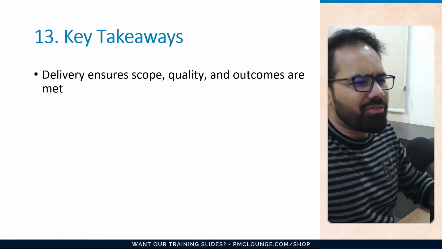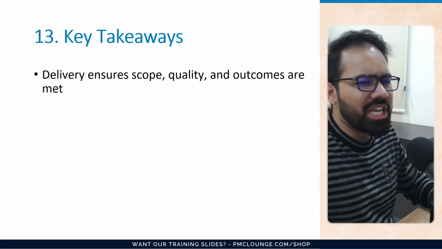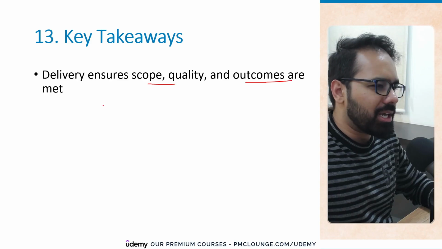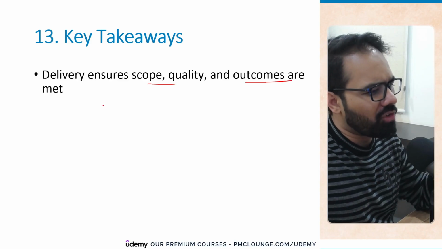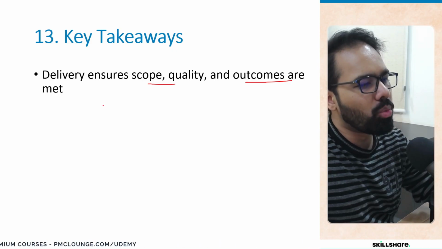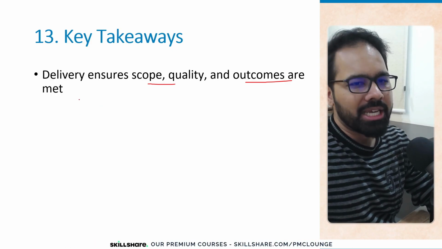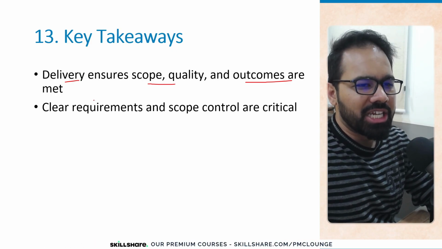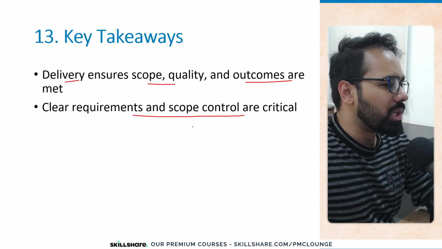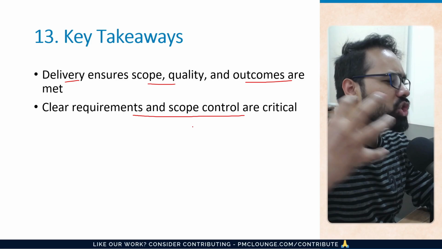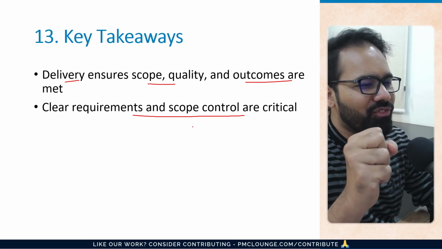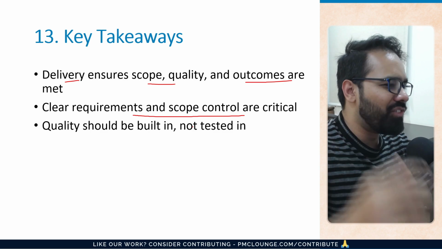So, some key takeaways from this performance domain. Delivery ensures scope, quality, and outcomes are met. The ultimate measure of success of your project is whether the project achieved what it set out to do, right? And that is something that delivery ensures. Clear requirements and scope control are absolutely critical. Without managing scope and requirements, projects drift into confusion and ultimately failure.